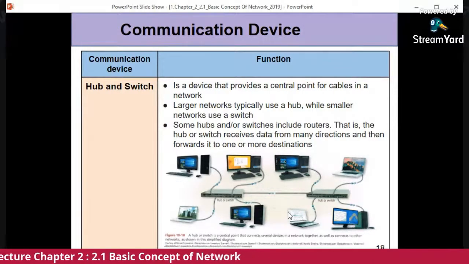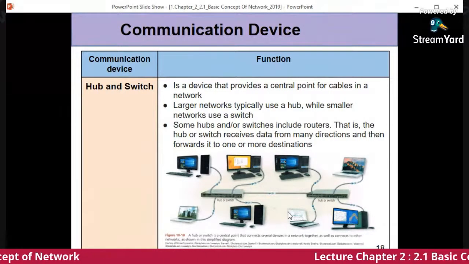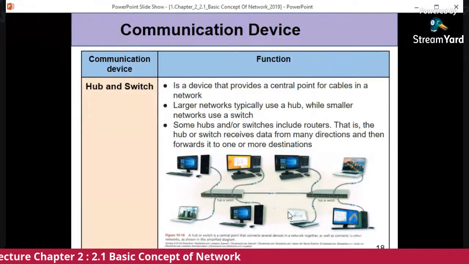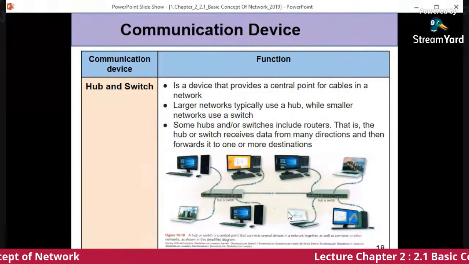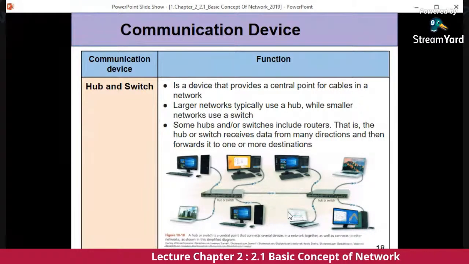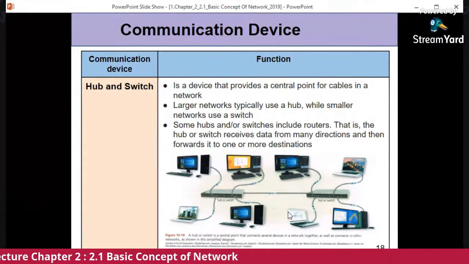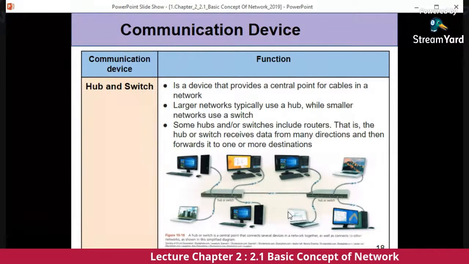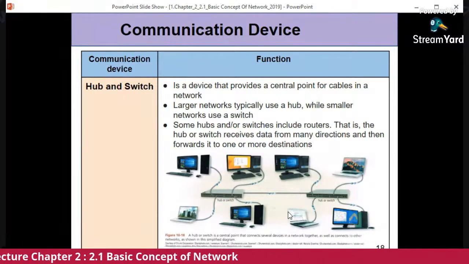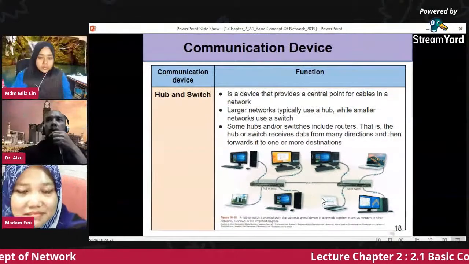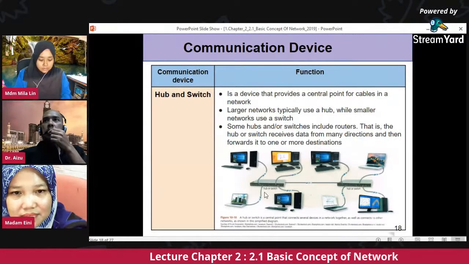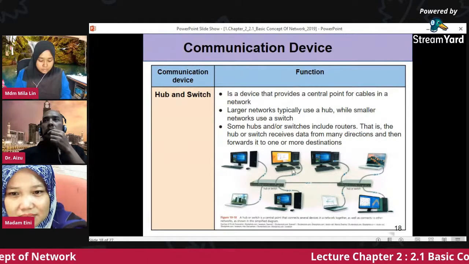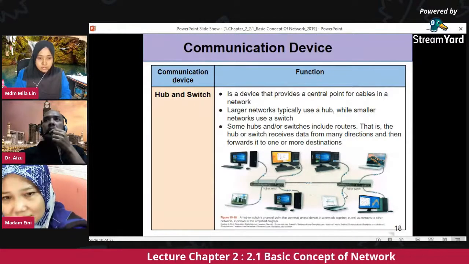The next communication device is hub and switch. A hub and switch is a device that provides a central point for cables in a network. Larger networks typically use a hub, while a smaller network uses a switch. So that's the difference between the terms hub and switch. Some hubs and or switches include routers, meaning that the hub itself is embedded with the router. That is, the hub or switch will receive data from many directions and then forward it to one or more destinations. Okay, you look here, these are the hub and switches. I got two switches and 8 devices. So the hub and switch connect all the devices to ensure that all the devices can be connected to the internet.